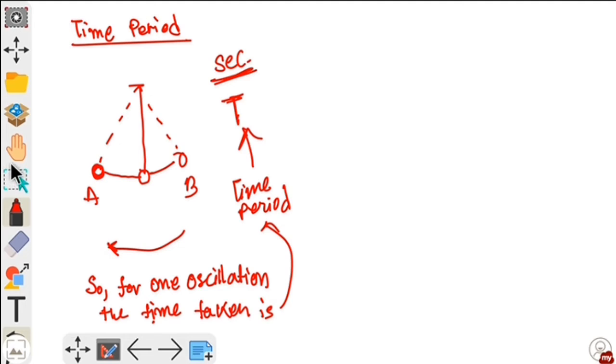Now, how to measure the time period? For example, it is very hard to measure one oscillation, so we take more than one and count the time. Suppose we have taken 20 oscillations and count the time.